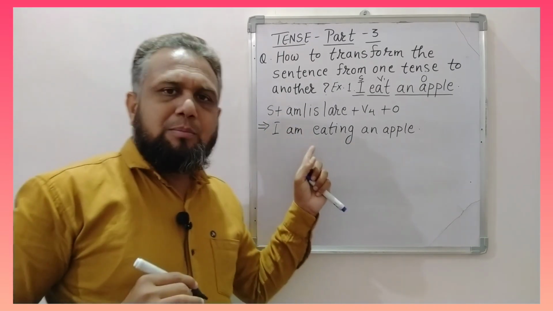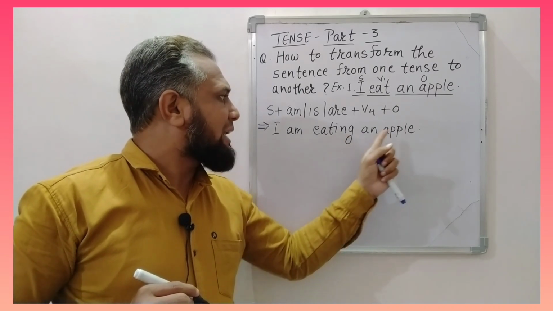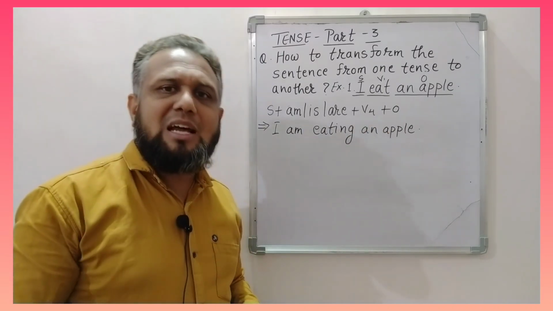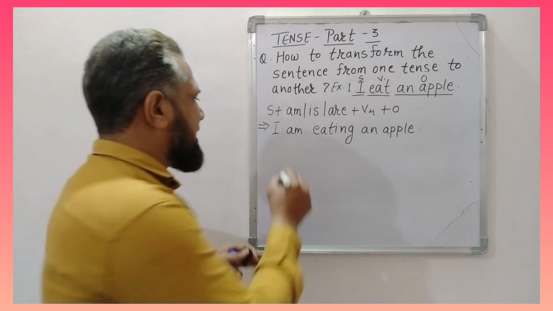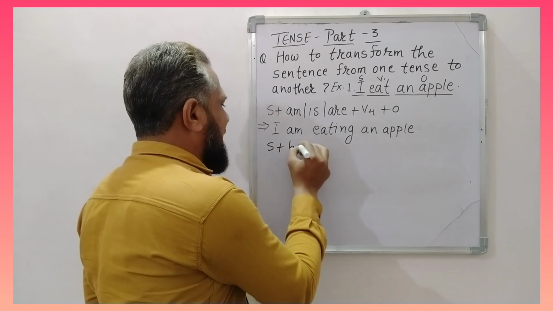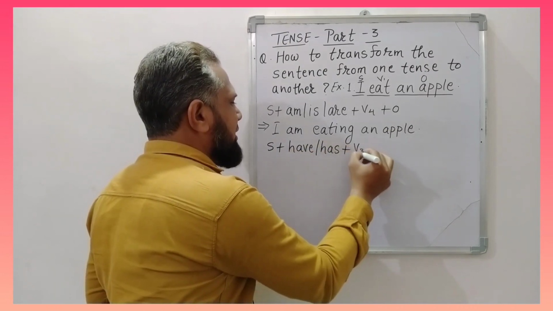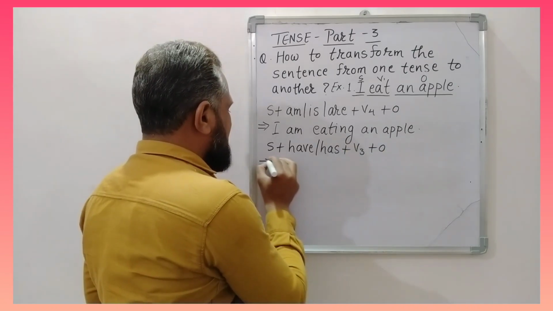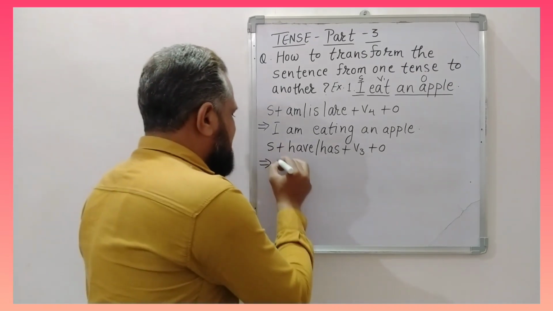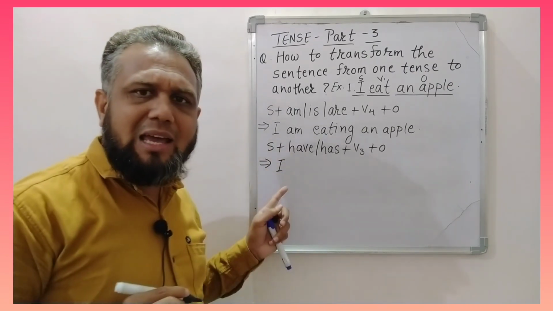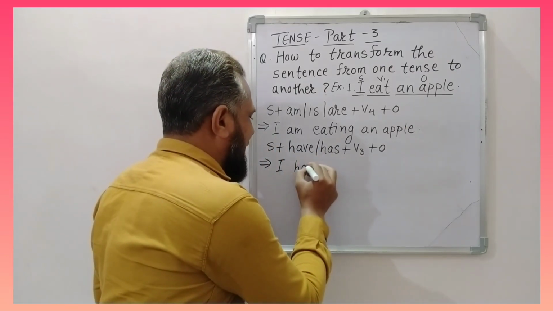So the present continuous tense form of this sentence is I am eating an apple. Now if we transform this sentence into present perfect tense, then the formula of present perfect tense is subject plus have or has plus V3 plus object. So if we put the value in this formula, subject is I. With I we use have, not has. We use have. I have.